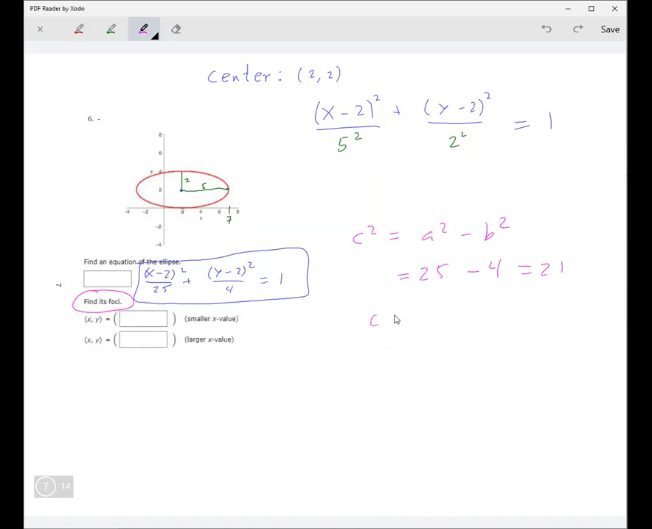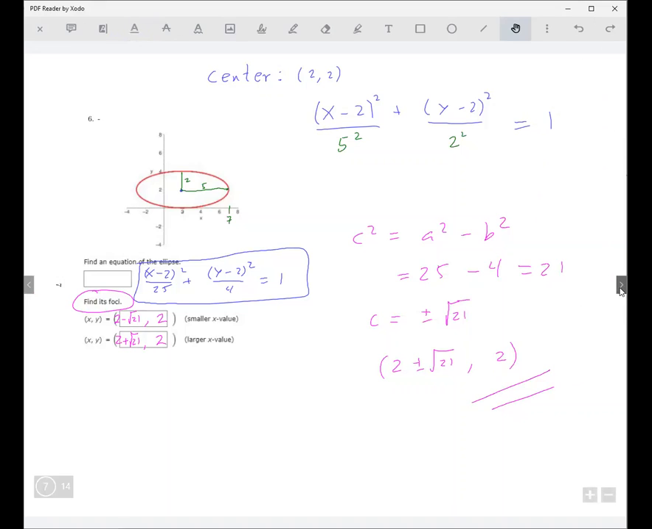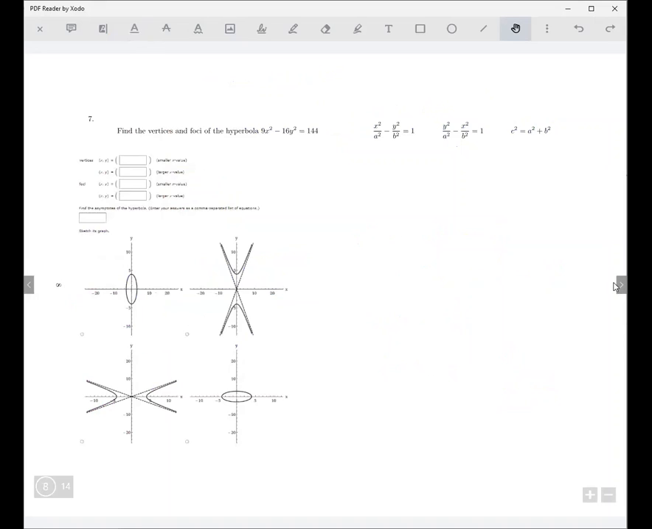That's 21. So C is plus or minus the square root of 21. So that means that you go from the center in the X direction minus the square root of 21, and then the Y coordinate, and then the center plus the square root of 21 in the X direction, and 2. Okay, any questions about that? Okay, we'll move on to number 7 then.